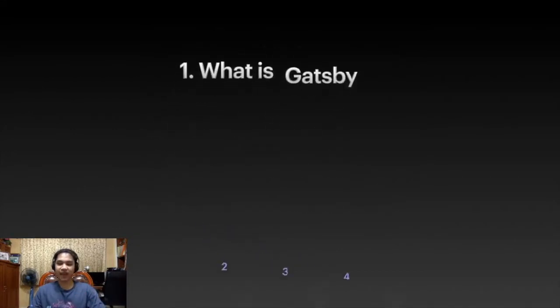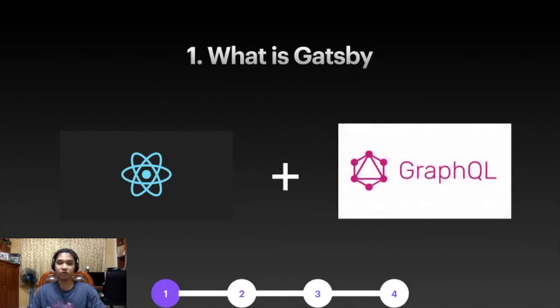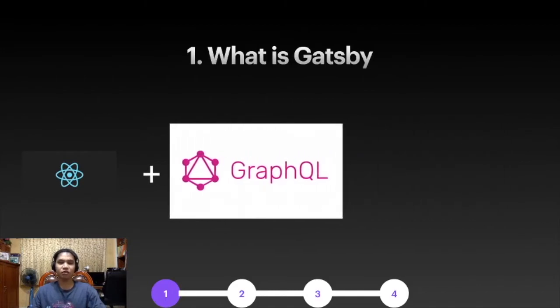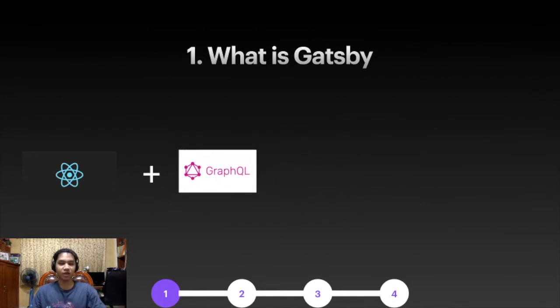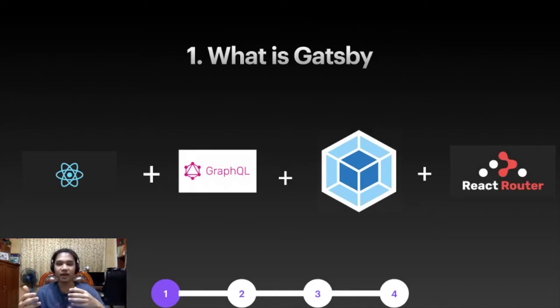What exactly is Gatsby? Gatsby is a React-based framework combined together with GraphQL in order to serve you a powerful static website. So what exactly does that mean? It means that you combine React, GraphQL, Webpack, React Router, and other framework tools to get an enjoyable development experience. So don't get hung up by the nickname static website.